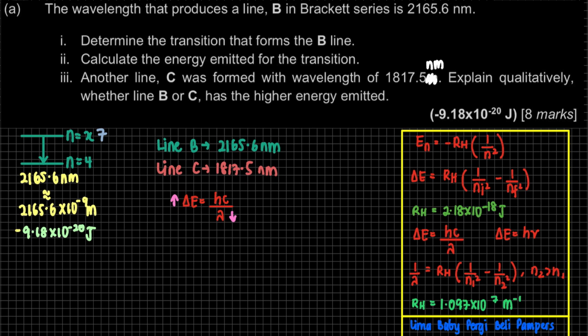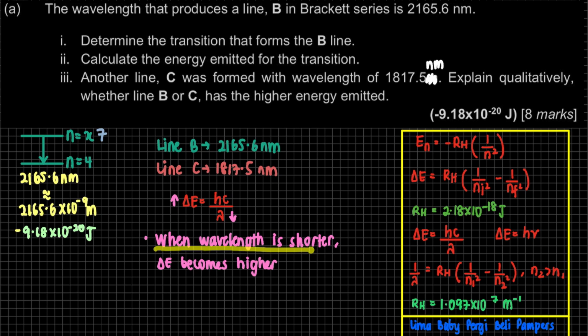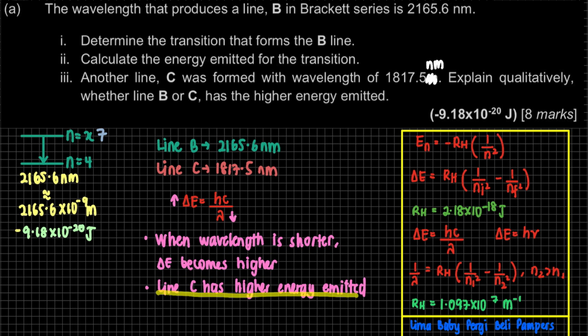Okay, so how to write it down or how to answer the question. So when the wavelength is shorter or decrease, the delta E will become higher or increasing. So again, line C is where the wavelength decrease. So again, when the wavelength decrease, the delta E will become higher. Again, back to the question, it asks whether line B or C has the higher energy emitted. So the higher delta E must be the one with a shorter wavelength. So we have to mention line C has higher energy emitted.